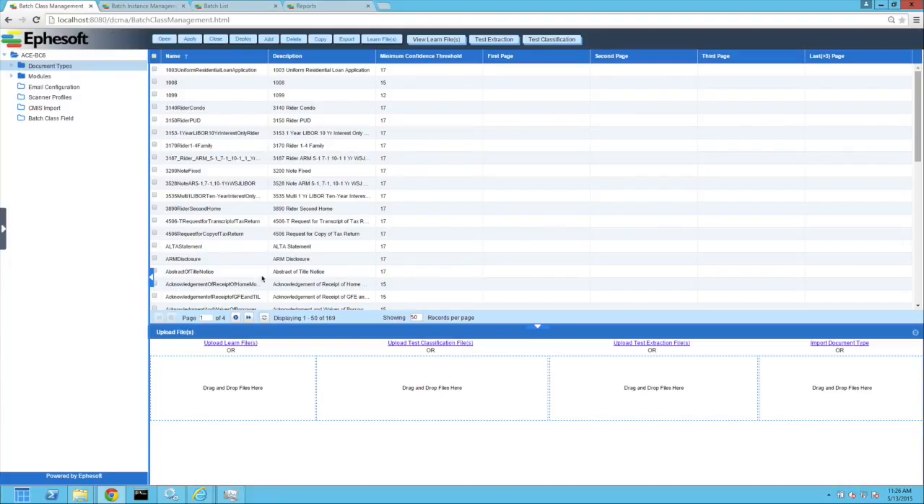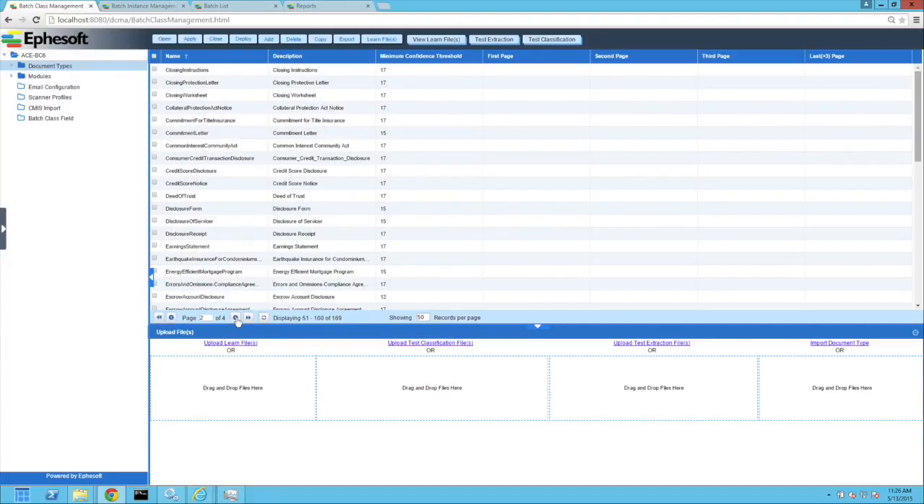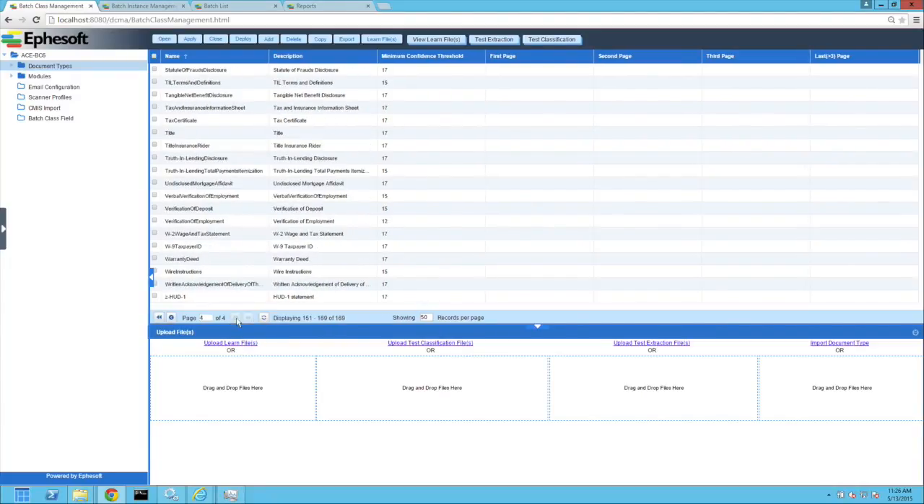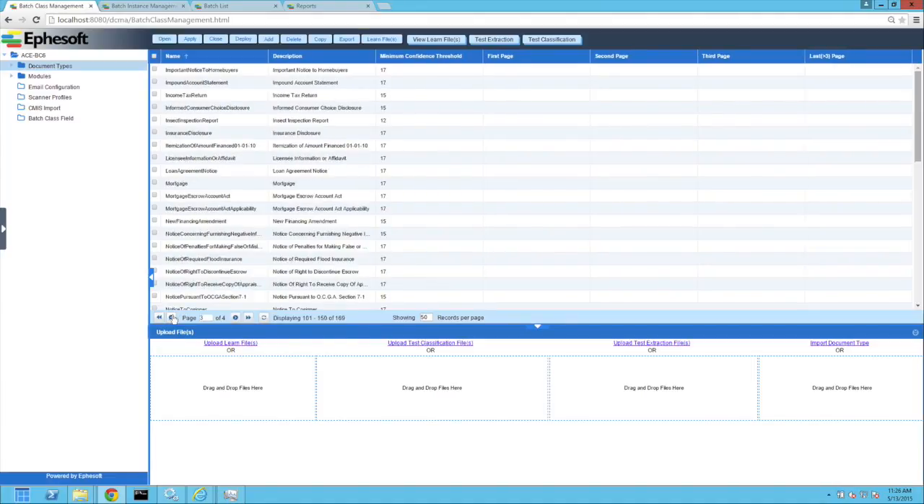So what you're seeing right now is the document types that are pre-configured for ACE. This can always be modified to extend new document types, modify the existing document types, and also add or modify the extraction values that come out of the box with the ACE accelerator.